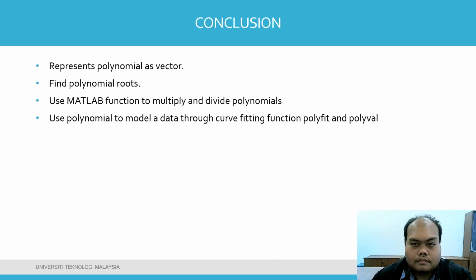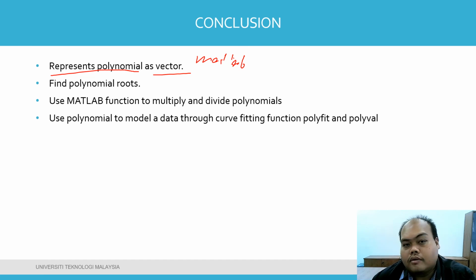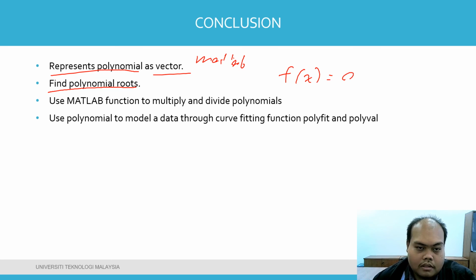Okay, that's it. We have finished chapter 12. So today we have learned how to represent polynomial as vector inside MATLAB. This is the first skill that you need to know. And then you also learn today how to find the polynomial root. So from the polynomial equation you know how to find the root. Root is basically f(x) equal to 0. When the polynomial is equal to 0 you find the root. You can use MATLAB code called roots to find it.